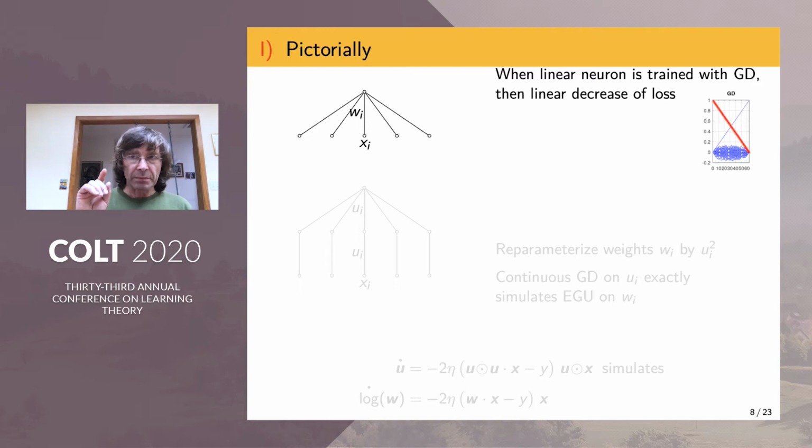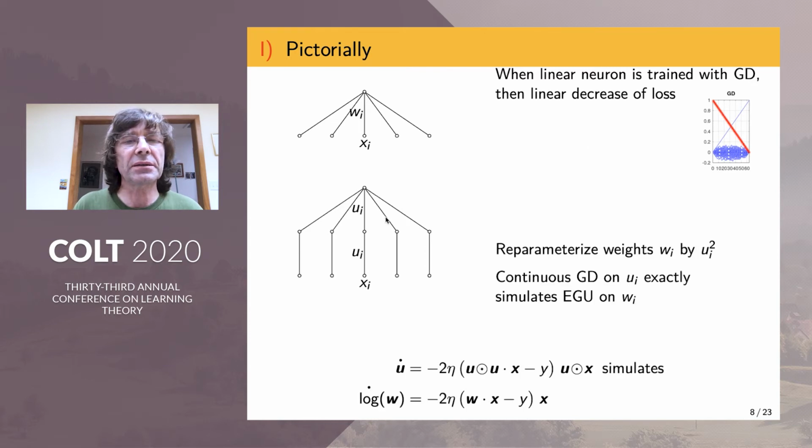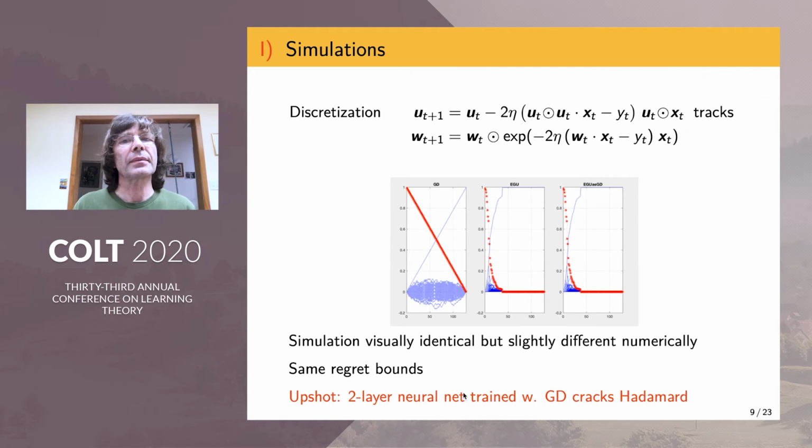So pictorially, what happens is this gives you the lower bound, gradient descent trained on this simple linear neuron. But if you train gradient descent here, then this is the update, which is the same as the multiplicative update on the original. Again, gradient descent on this update, backprop on this neural network, is the same as multiplicative update on the original. Now you discretize.